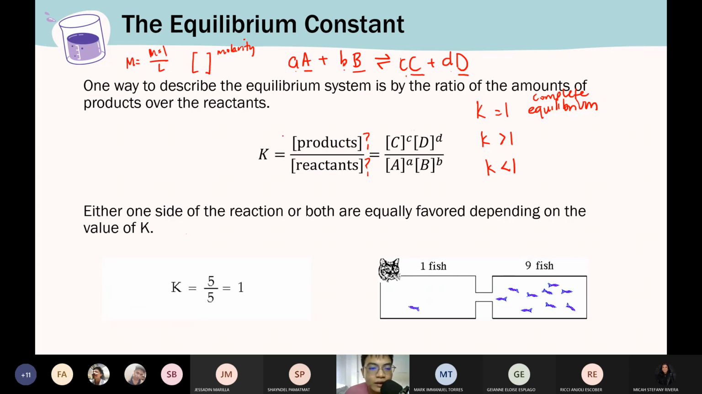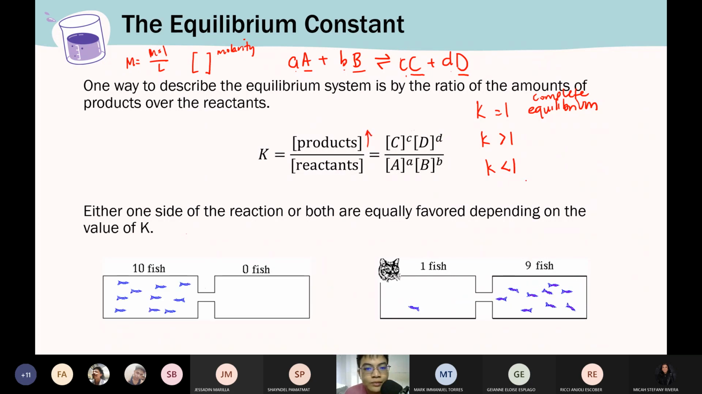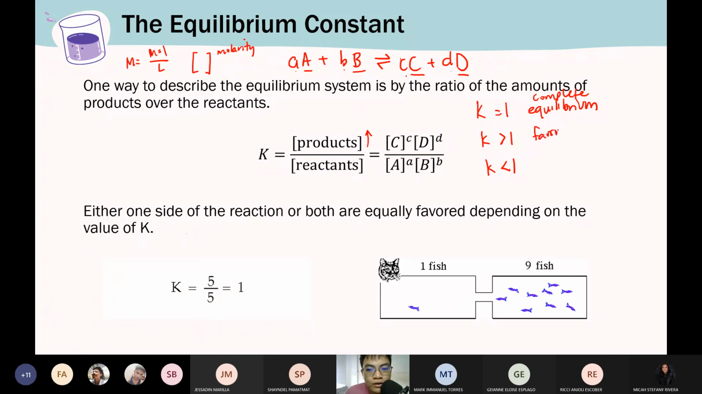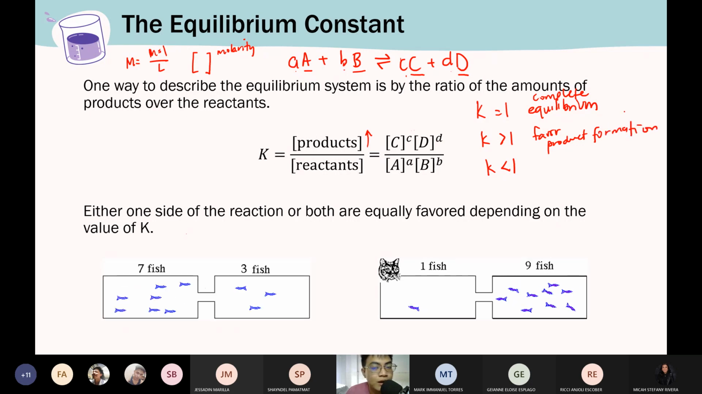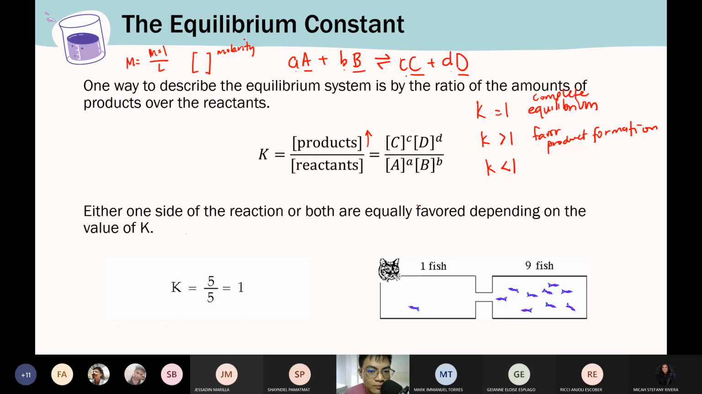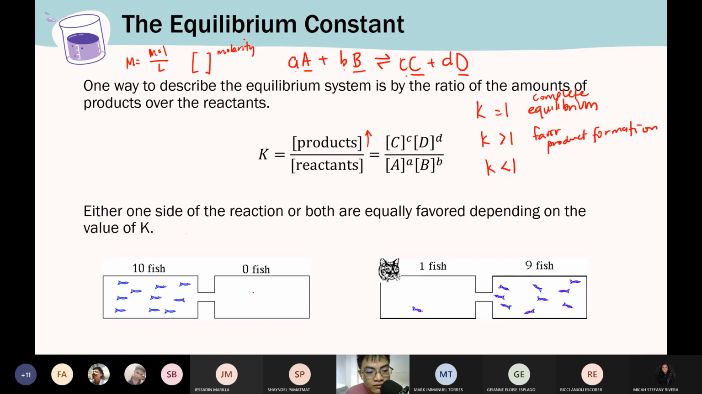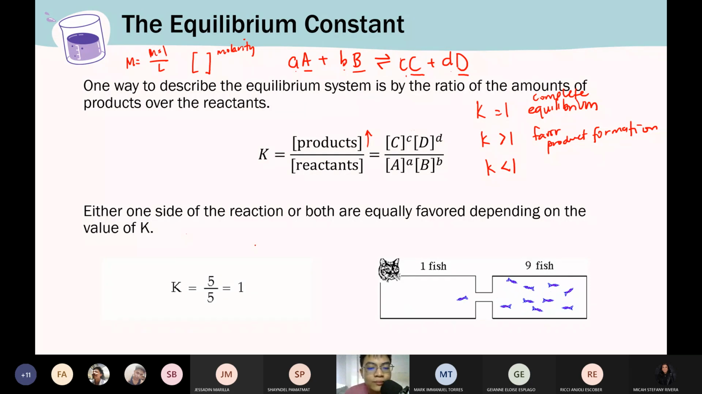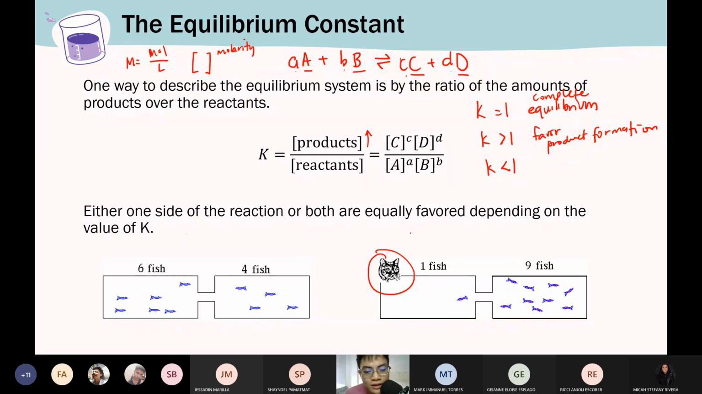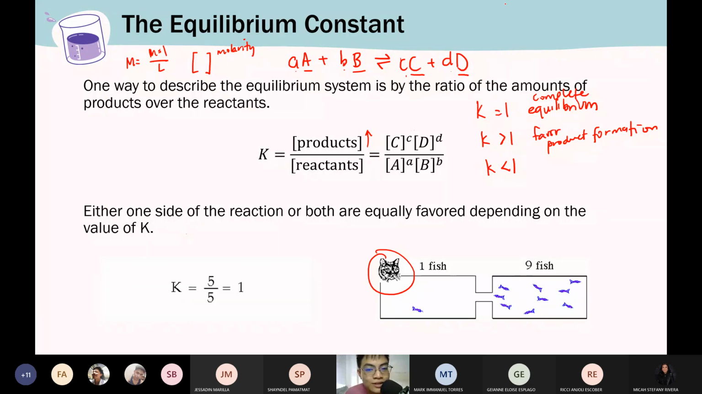Ano hula niya? Product. Okay, correct yan. Kapag greater than 1, edi mas malaki yung numerator. So, meaning niyan, if your K is greater than 1, we favor product formation. Okay? So, may mga ganong systems. Tignan nyo na lang yung picture dito. So, di ba earlier, they are in complete equilibrium. So, tig 5 fish on both sides na. However, if you introduce a cat, pag nakakita sila ng pusa, majority of them will go to the other side.